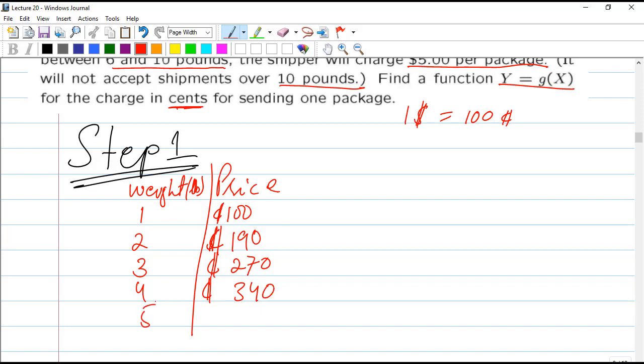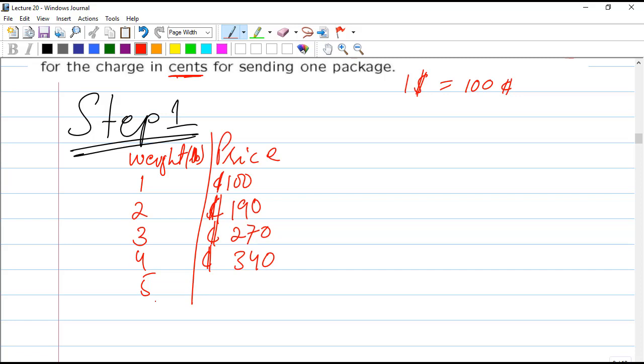And for the fifth pound we have 60 cents added to it, and it is 400 cents for the 5 pounds. So what about the next 5, 6 to 10? It is straightforward because that is a fixed price of $5 or 500 cents. So now we have to make a function for it. We can see that if we multiply weight into cents like this, that is giving me good sense.